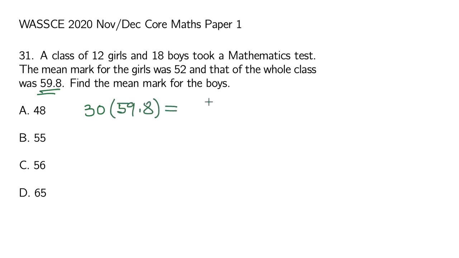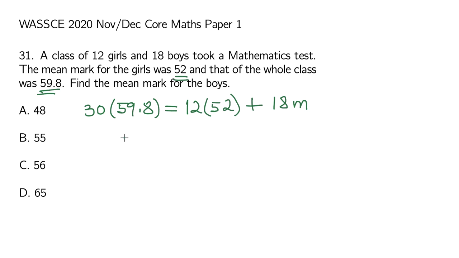Now this total can be written in another way, where we get the mean of the girls. The mean of the girls was 52. And there were 12 girls, so the total for the girls will be 12 times 52, and then there were 18 boys. So if we knew the mean for the boys, then we'll multiply it by this 18, but we don't know what it is, so let's call it M. Now we have this equation to solve.